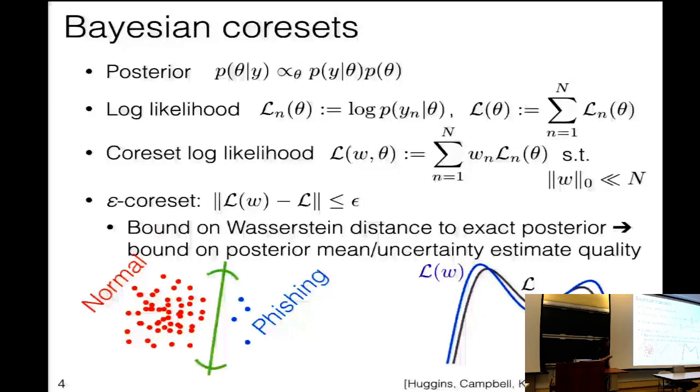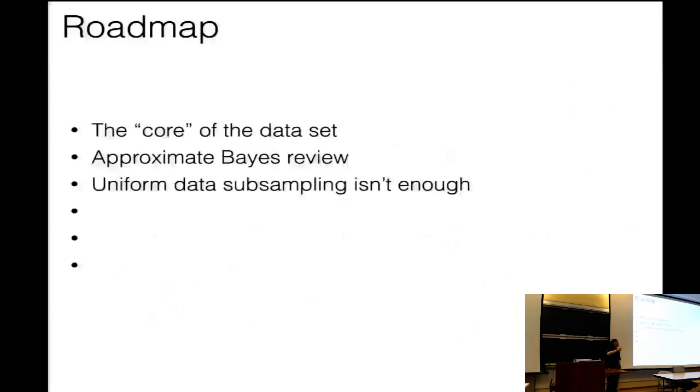Great. Okay, how are we going to actually make this set? That's where we're going next. In particular, we're going to start thinking about how we could actually come up with this summarization. Again, I think the first thing we should always think is: why not uniform data subsampling? Because if it works, that's great, because it's so simple and fast.